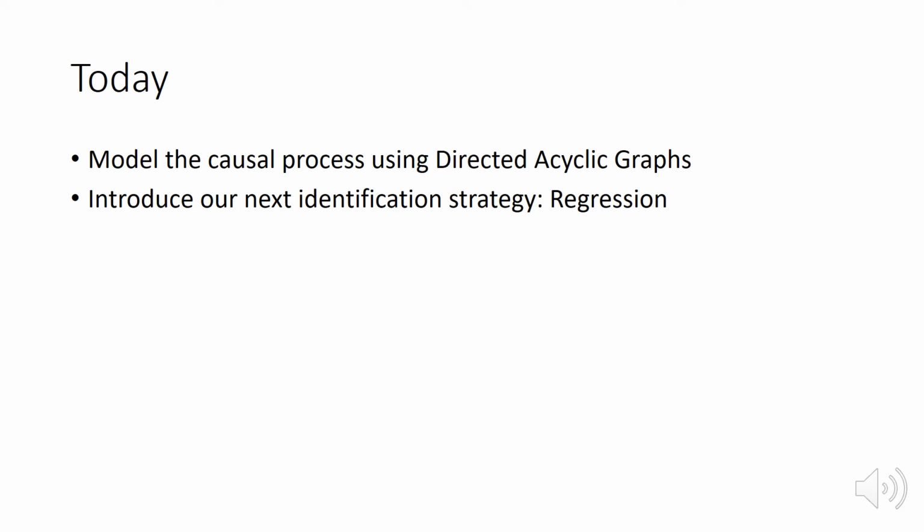So today we're going to continue this concept of our causal framework, and we're going to model this causal process using what's known as directed acyclic graphs. And this is a really verbose way of saying charts with arrows on it. Once we introduce DAGs, we're going to also learn about our next identification strategy, regression. And again, this is not a math class, this is not a stats class. We're going to learn about this in a very conceptual way, and we might also want to question those concepts.